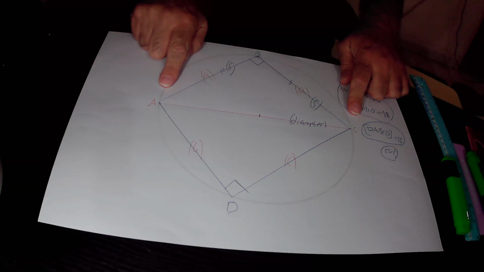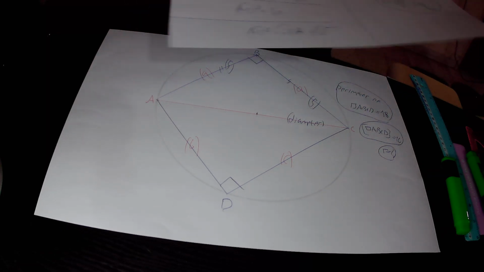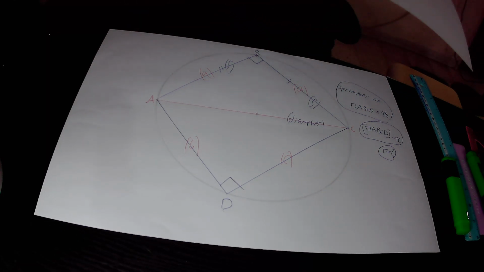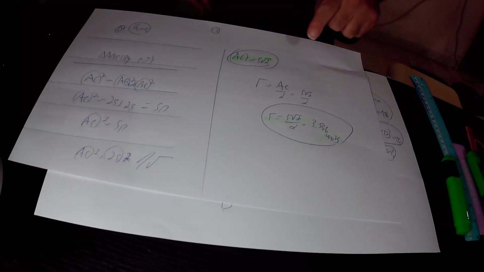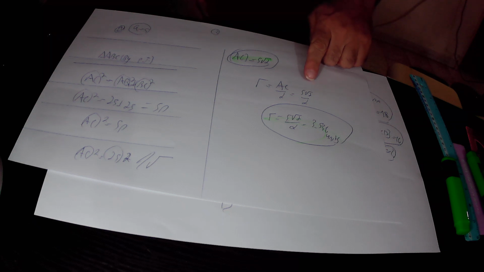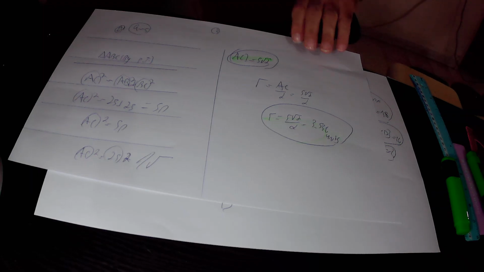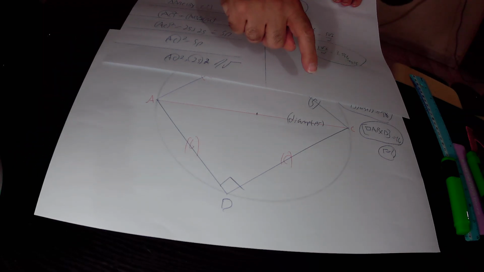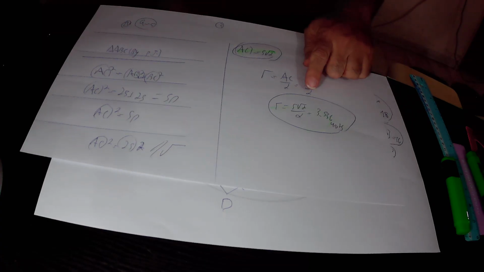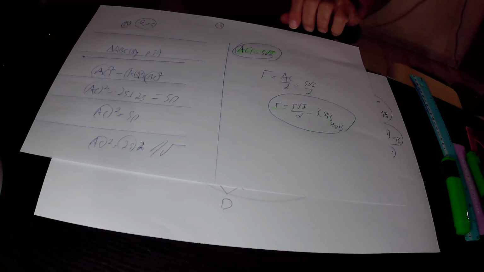Therefore, the radius must be equal to the diameter over 2. The radius of this circle, that is the radius that you are looking for, must be equal to the diameter AC over 2. That is to say, it is 5 times square root of 2 over 2. So in total, the radius of this circle is equal to 5 times square root of 2 over 2 units in length, or in terms of numbers, the radius R equals 3.536 units in length.